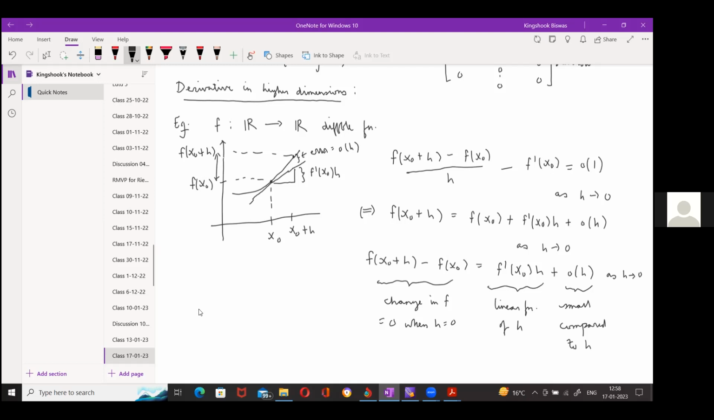So what I'm doing is I'm approximating f near x naught by a linear function plus an error term which is small compared to h. Right? Okay. So this error is small compared to this vertical distance here, right?